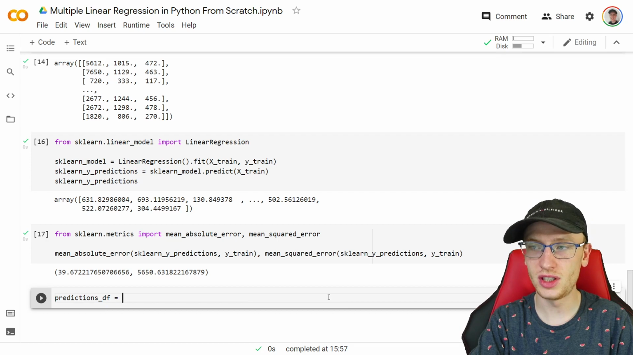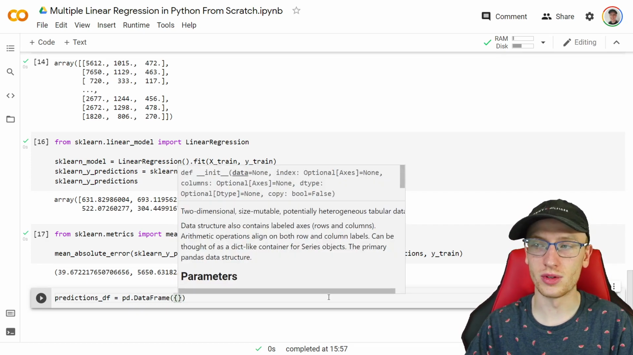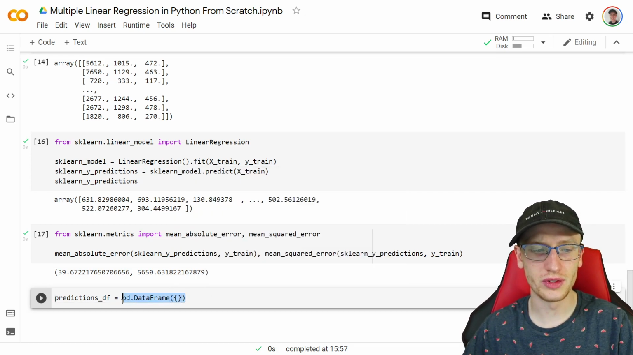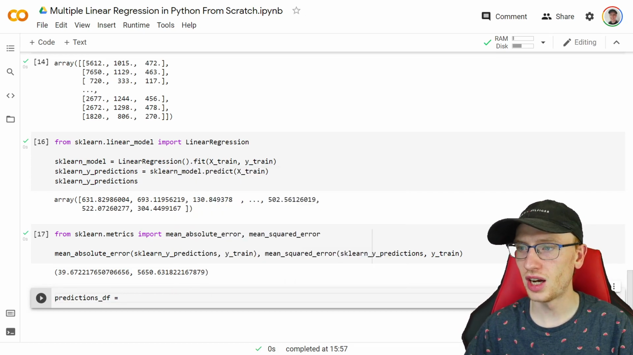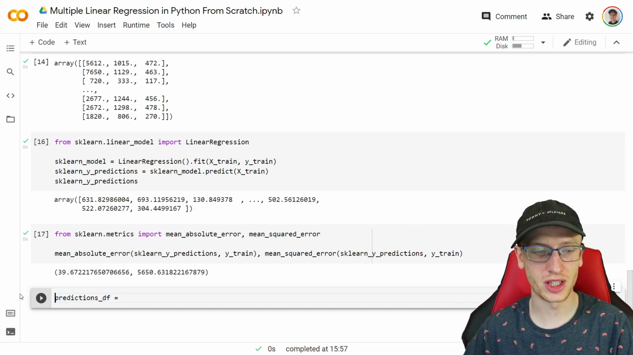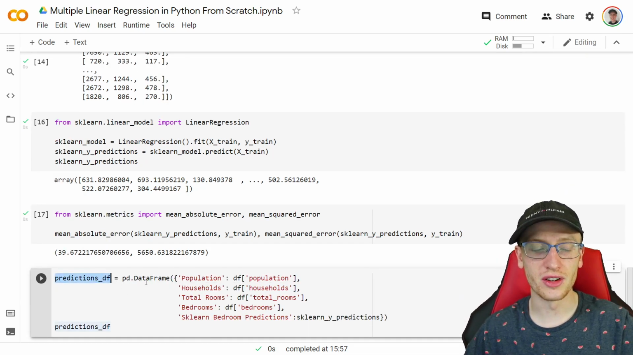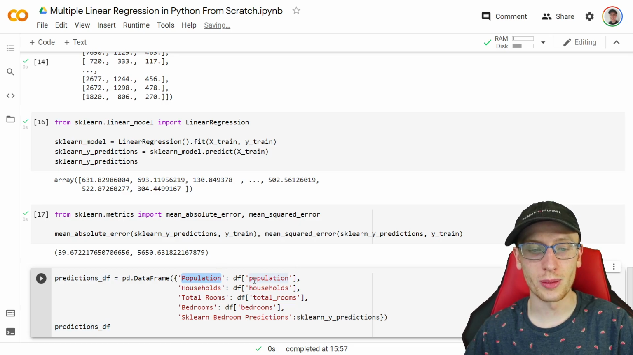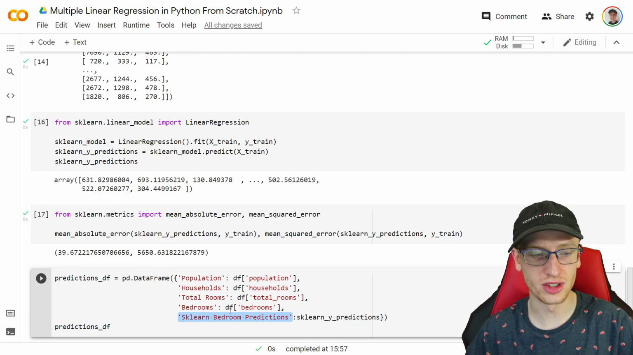Now, like we did last time, we'll make the predictions df. Predictions df is equal to pd.DataFrame. I'm just making a data frame from scratch, and I see really no reason to type this out for you, so I'll copy it because it's just a lot of typing. Basically, predictions df is a data frame where the population is the population, the households is the households, the total rooms is the total rooms, and the bedrooms is the bedrooms, that's our y variable. The last column is Scikit-Learn bedroom predictions, and Scikit-Learn y predictions, I call it the same thing.